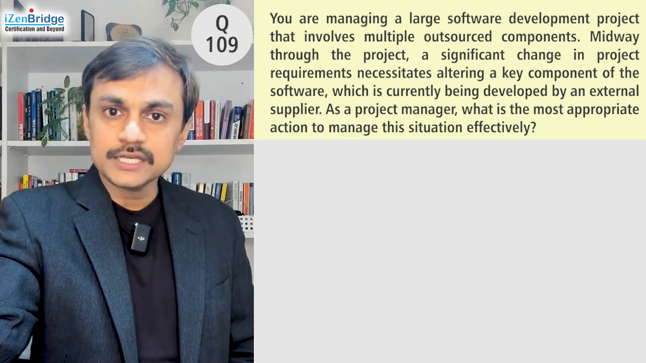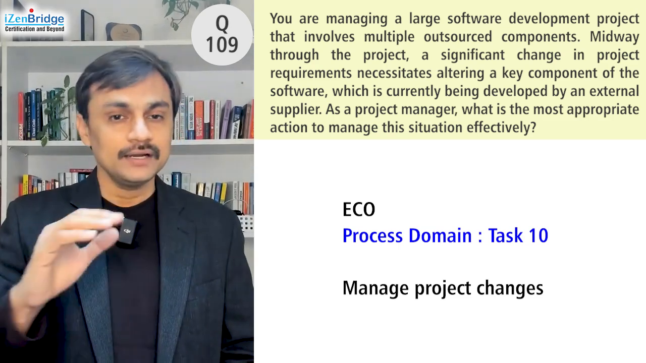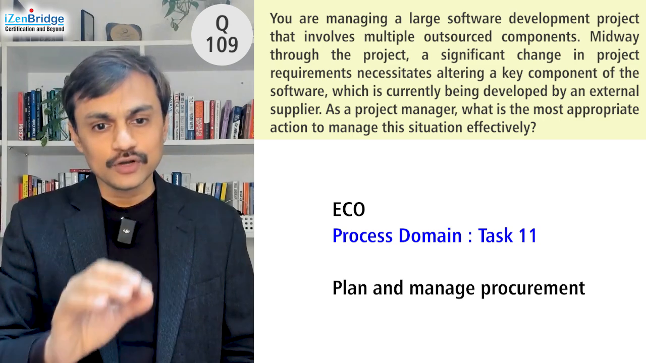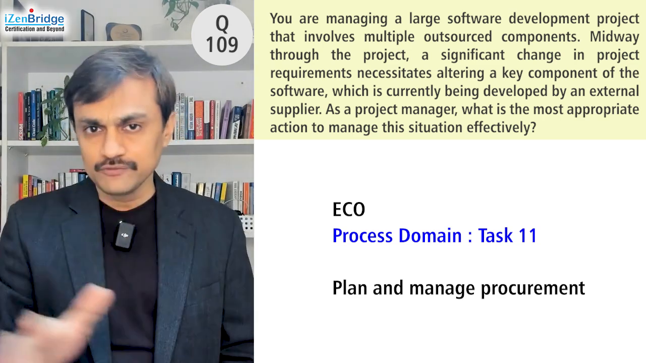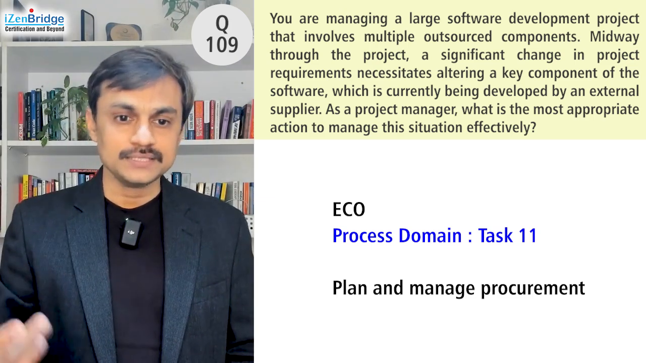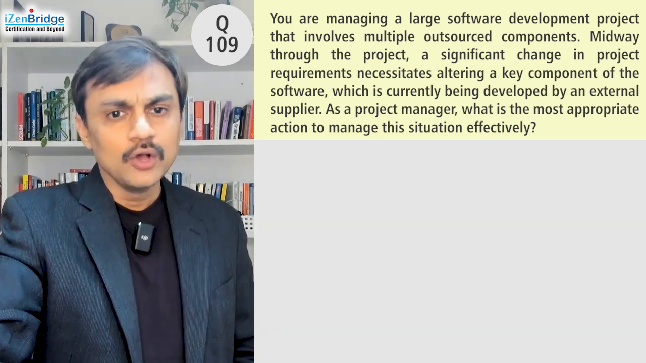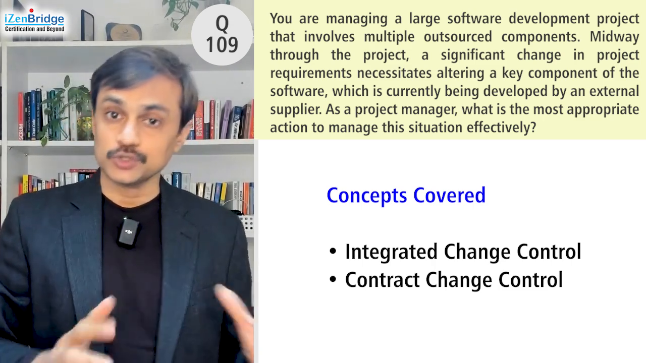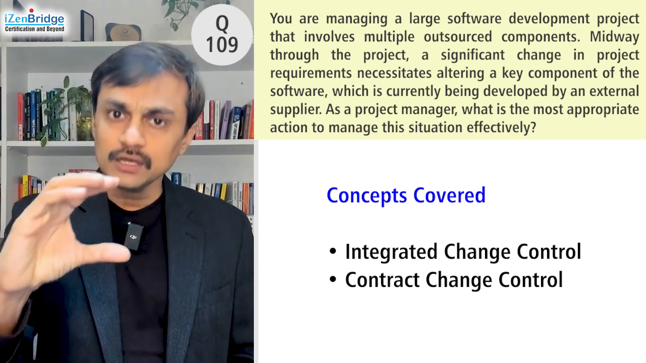This particular question is mapped to the process domain tasks 10 and 11. Task 10 because it is focusing on managing project changes. Task 11 because it is focusing on managing the procurement part of it, plan and manage procurement, because we are managing the procurement execution on an ongoing basis. So that's why it is also mapped to task number 11. Overall, the topic is all about change control: integrated change control for our own project, and contract change control to take care of changes in a given contract.